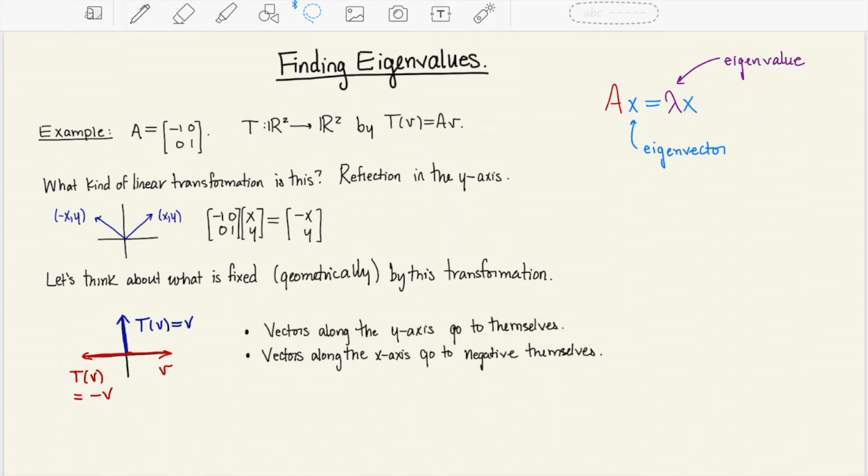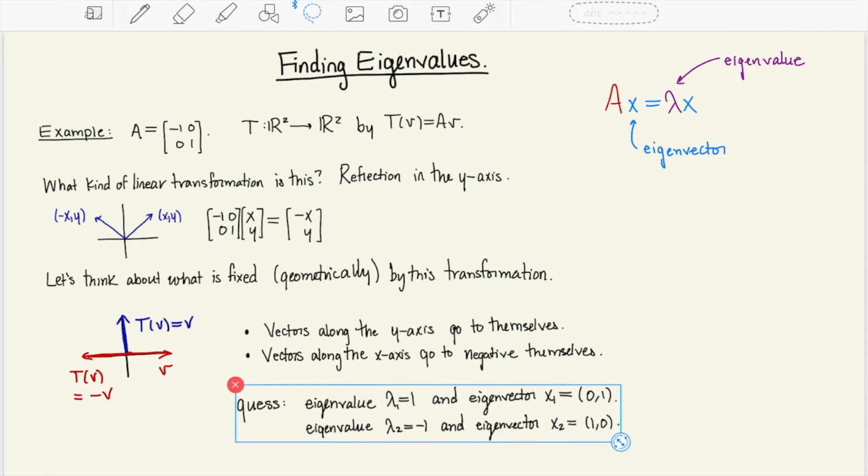Given that this is the situation, I'm going to make an educated guess about what the eigenvalues and eigenvectors should be. I'm going to guess that one of those eigenvectors is (1, 0) and the other is (0, 1). Because those are your basic unit basis vectors that actually lie on the x-axis and the y-axis, pictured in red and blue here. And my two eigenvalues, I think that they're going to be lambda equals 1 and lambda equals minus 1. 1 for the vector that stays put and minus 1 for the vector that gets flipped in the opposite direction. What we're going to do next is actually validate this guess with a procedure that you can follow.